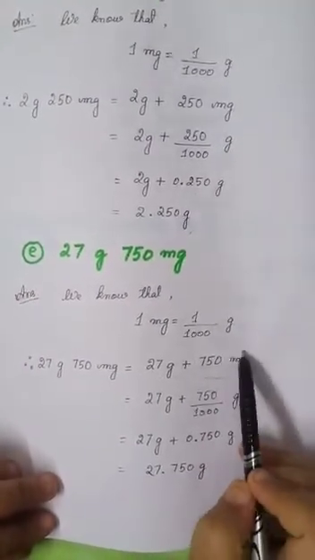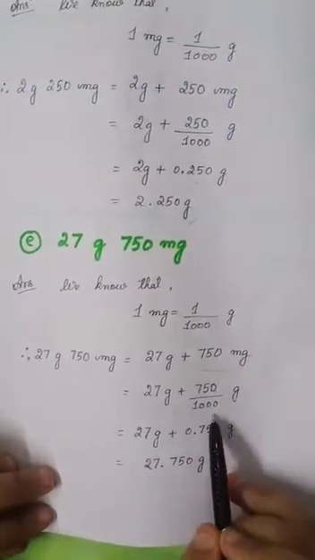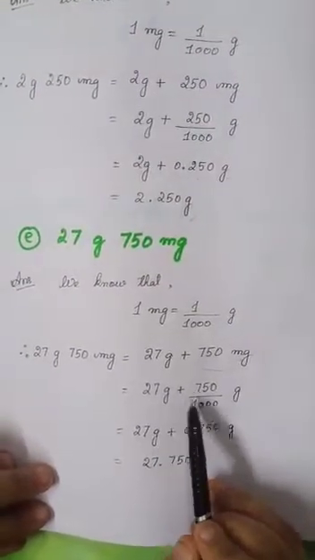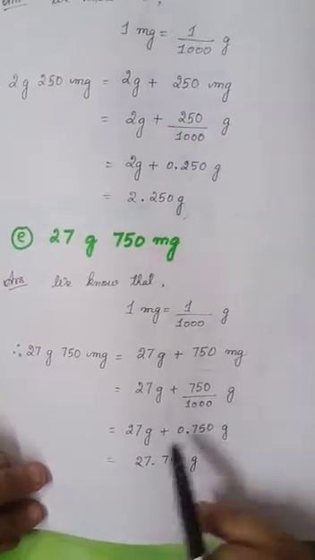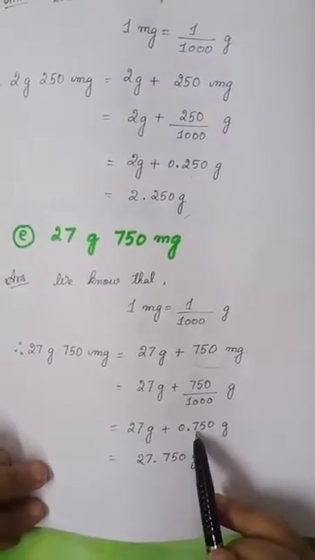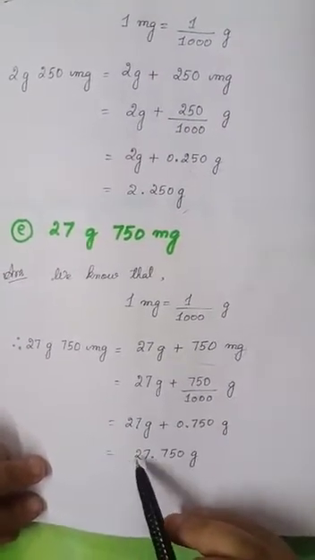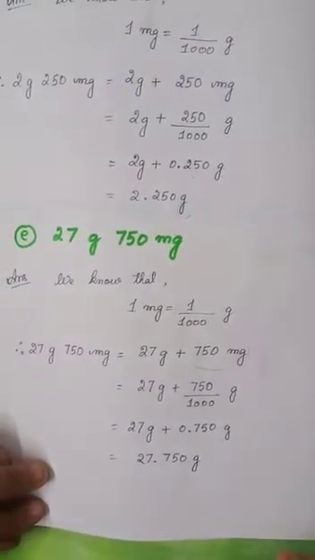So convert this 750 milligram into gram. So divide it by 1000. 27 gram plus 750 by 1000 gram. So 27 gram plus 0.750 gram, that is 27.750 gram.